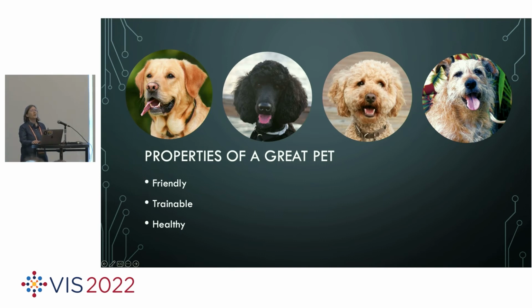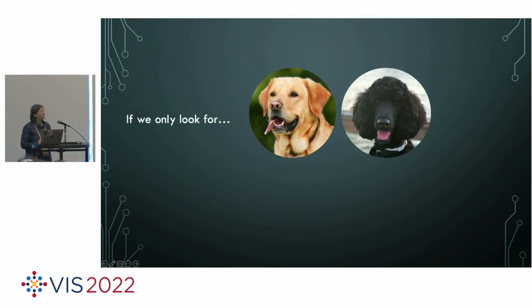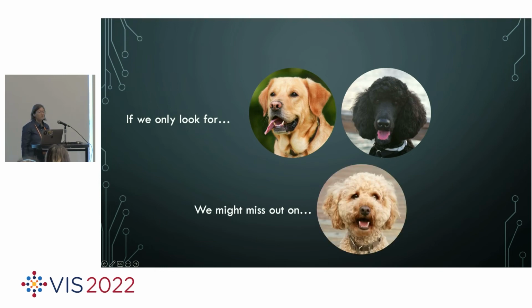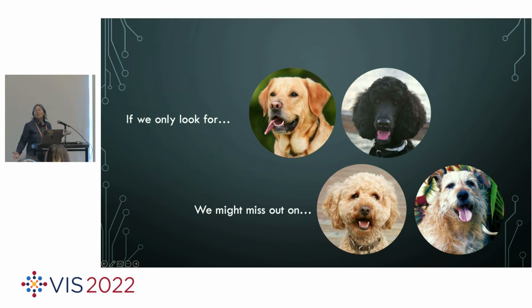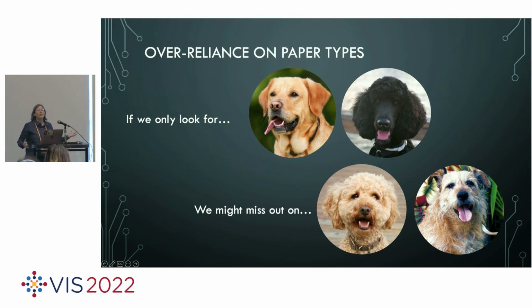Okay, so I'm going to argue that choosing a Viz paper is not so different from choosing a pet. First off, if we go to the pound to look for our pet and we're only looking for labs or poodles, we might miss out on some other great pets, like the mixture that turned into the Labradoodle, or the mutt, who might also be friendly and fun and a good friend. So this is analogous to an over-reliance on paper types, where we tend to box ourselves in and think about, does it fit this type or that type?